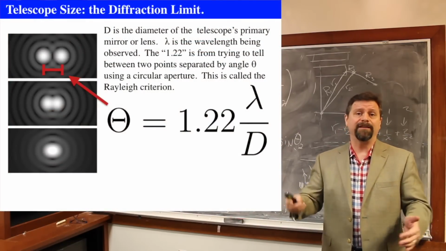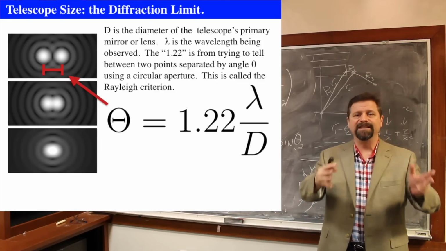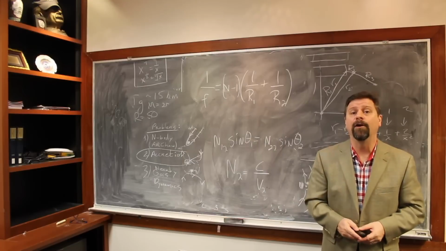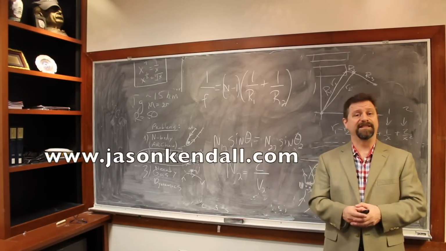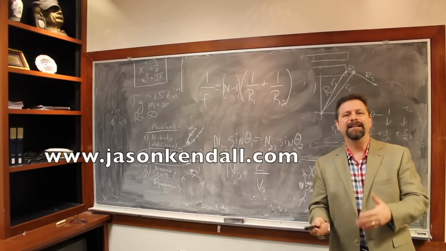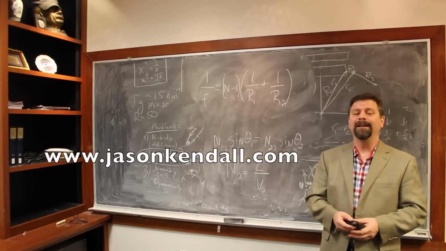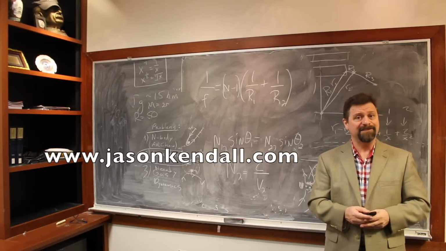If we build bigger telescopes, we better build them in space, because if we don't build them in space, we have to contend with the atmosphere on the ground. And that's called seeing, and that is not a diffraction limit, it is an atmospheric limit. Now there are strategies to get around this, and we will look at those next time.